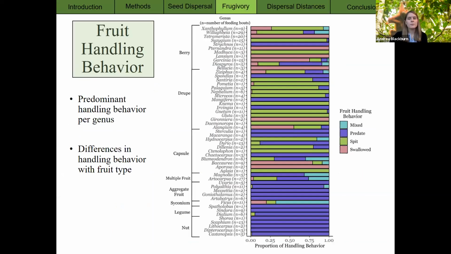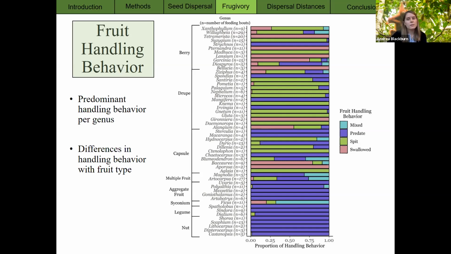So I observed fruit handling behavior of fruits during feeding bouts for 53 genera. Seeds in a given fruit were observed to see if they were swallowed, predated, spit, or if a combination of behaviors were used per fruit. So this figure shows what proportion of fruit per genus were subject to each handling behavior, and then ordered based on fruit type. The fruit handling behavior that occurred most frequently for each genus was considered the predominant form of fruit handling behavior, based on the proportion of time each handling behavior occurred. So for example, for the genus Orangutan, this is a fruit that's a drupe, swallowing occurred the greatest proportion of time, and so swallowing was considered the predominant handling behavior for this genus, but other handling behaviors were also used.